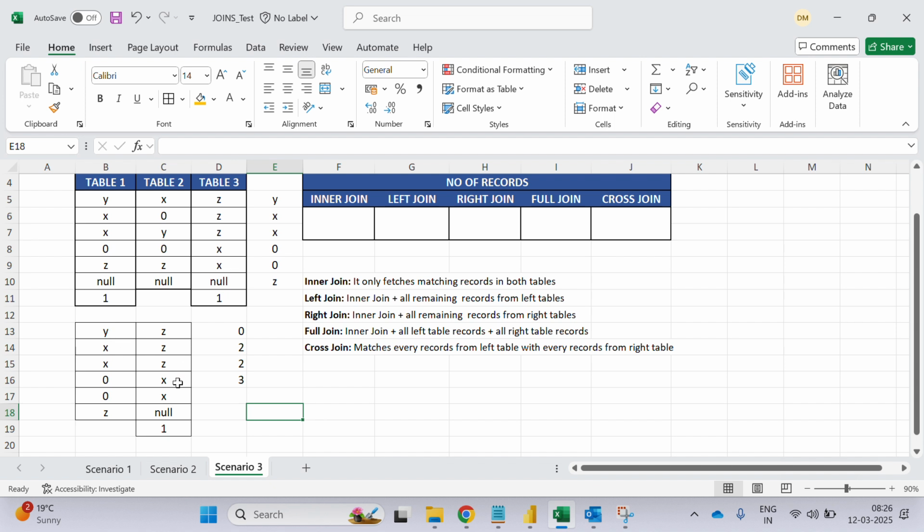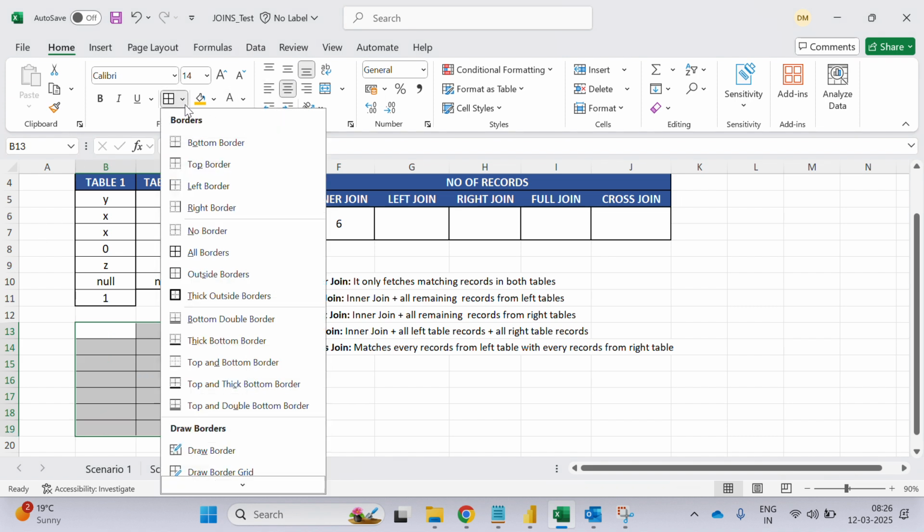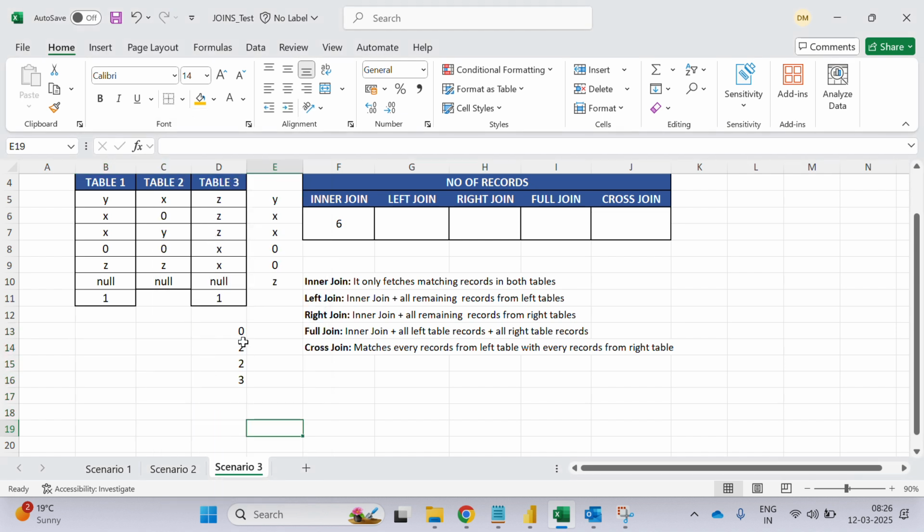Y has no record present. X matches 2 times, and the other x matches 2 times. This 0 does not match in the second table, and the other 0 does not match either. And z matches 3 times. So our output is 2 plus 2 plus 3, that is 6 as our output. Now we can delete this again, no border is used here, and as per the condition we can delete this.